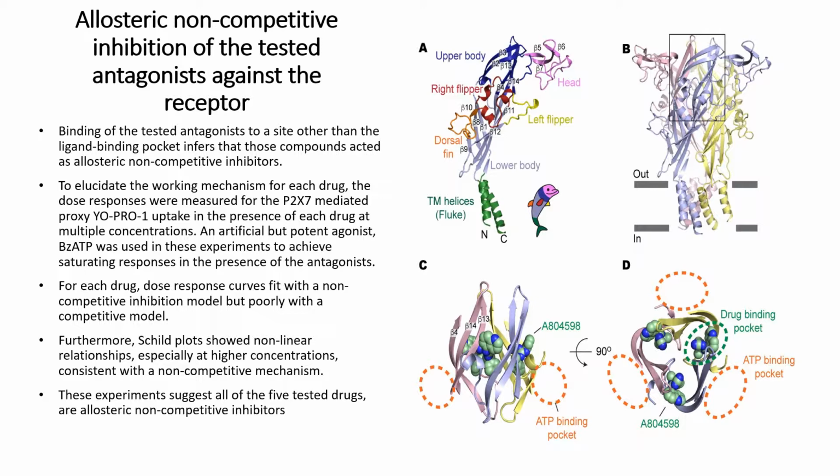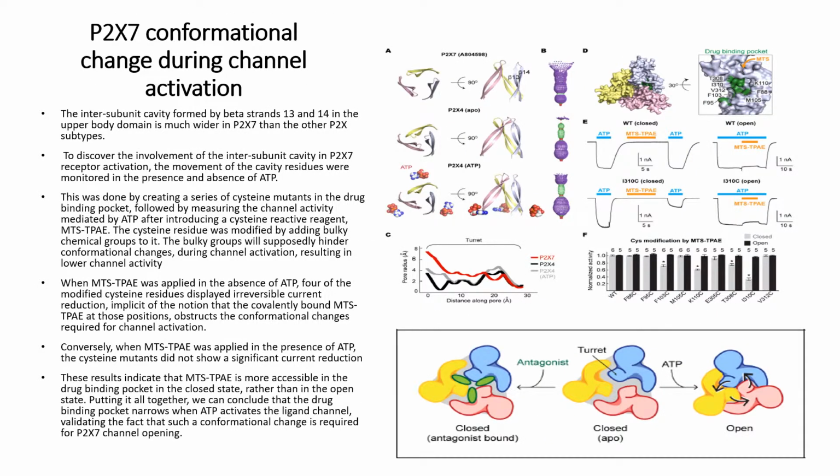Furthermore, Schild plots showed nonlinear relationships, especially at higher concentrations, consistent with the non-competitive mechanism. These experiments suggest that all of the 5 tested drugs are allosteric non-competitive inhibitors. The intersubunit cavity formed by beta strands 13 and 14 in the upper body domain is much wider in P2X7 than the other P2X subtypes.